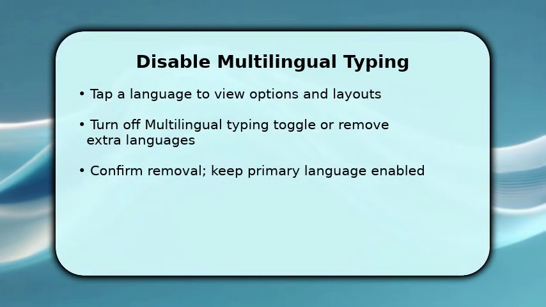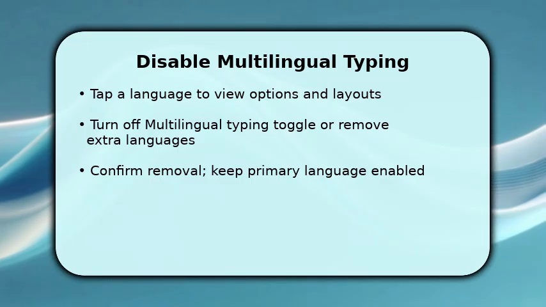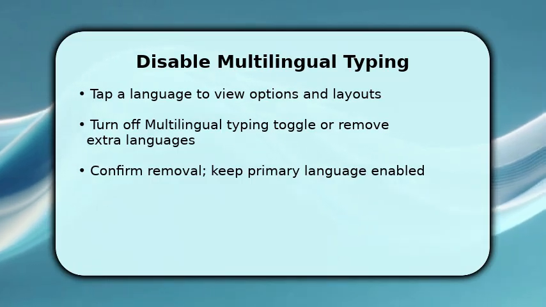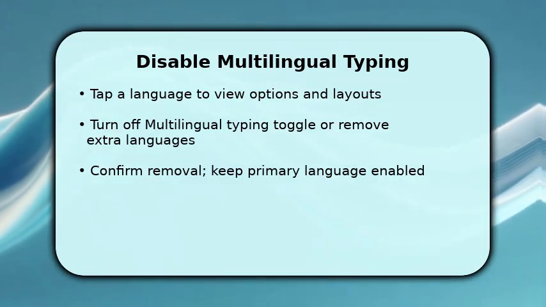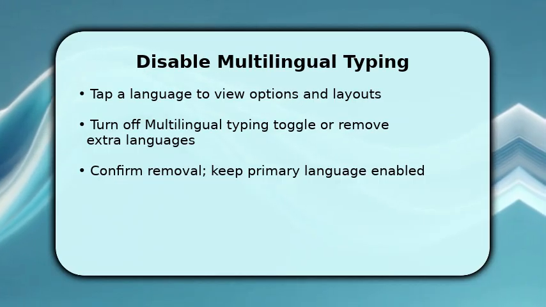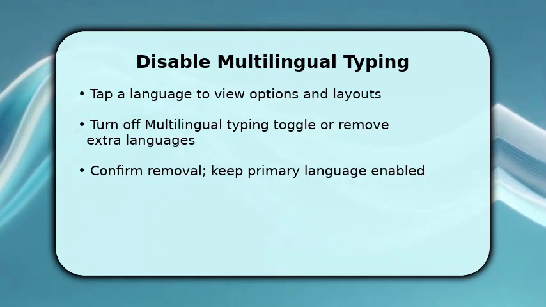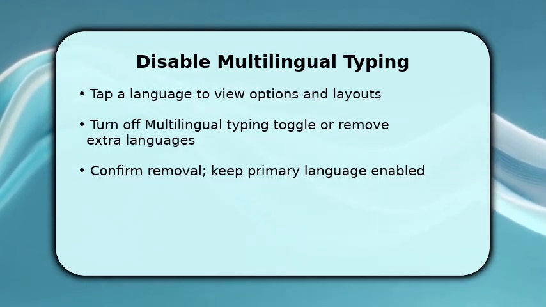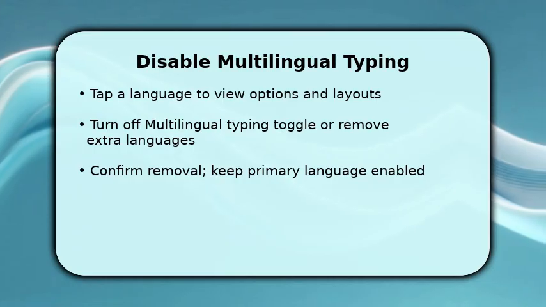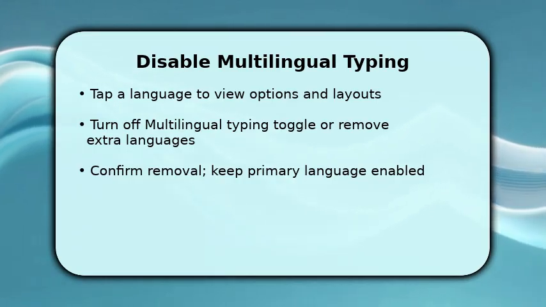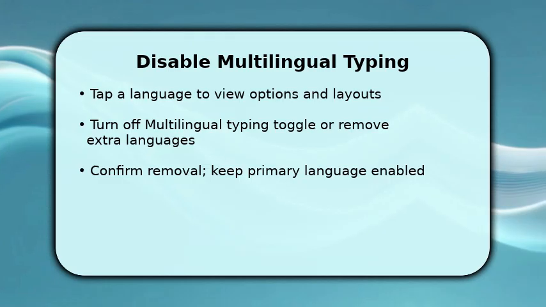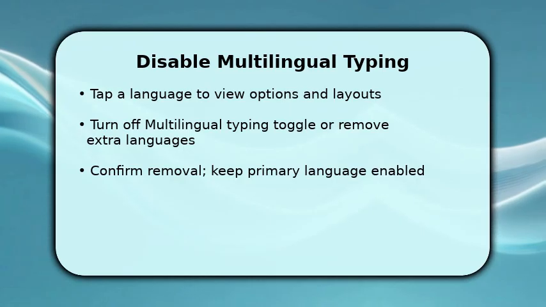Now focus on the multilingual controls. Tap a language entry to open its layout and options, then locate the multilingual typing toggle. Turn that off to stop automatic language blending, or remove extraneous languages by tapping the trash or edit, then delete. This prevents unwanted autocorrections. Make sure you leave your preferred primary language enabled so predictions still work.